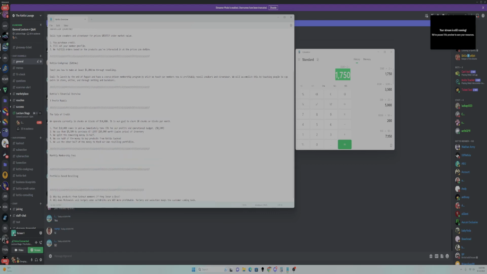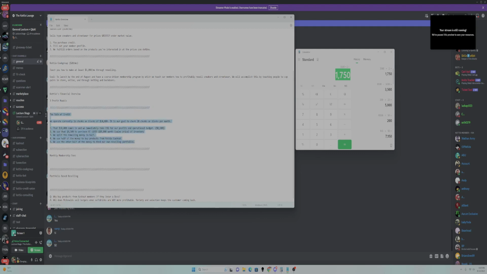Okay. So, on the sale of credit, step number 1, that $10,000 chunk comes in. We immediately take out our 15%. Step number 2, we use the remainder to purchase at least $10,000 worth of inventory. Step number 3 is we split the remaining money in half. Step number 4 is we use the first half to buy products from Kottio Kashout. And step number 5 is we use the other half of the money to feed our own reselling portfolios.